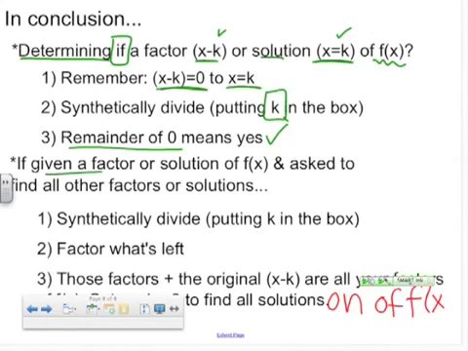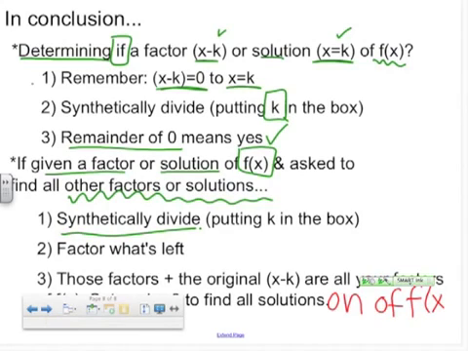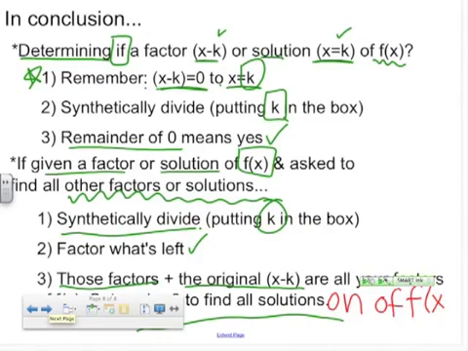And then if you are given a specific factor or solution of some function and asked to find all other factors or solutions, you'll also synthetically divide, remembering that you can turn a factor into a solution to get your k. You put your k in the box. Then, like the one example, you're going to factor what's left, that quadratic equation. Then those factors you find, plus the original factor, x minus k, you're given, will give you all the factors of f of x. And if you need the solutions, you can set each one equal to 0 to find the rest of your solutions for k.